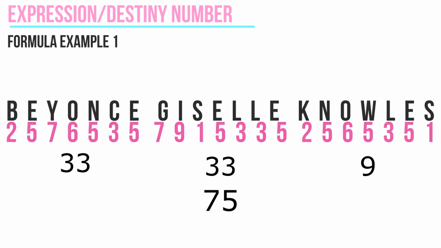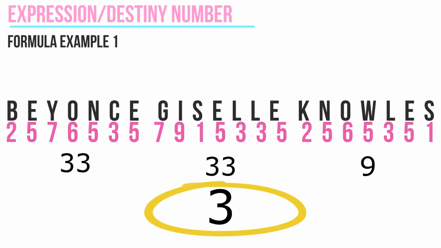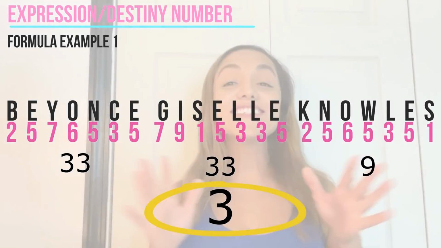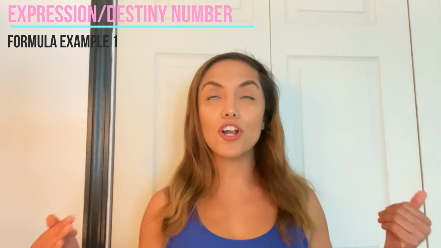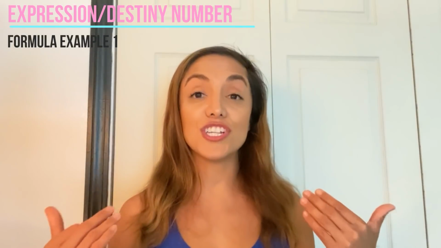So now we want to reduce the 75 further. So we add the 7 plus the 5 and get 12, which we need to reduce again. So we take the 1 and add the 2, and we get 3. So her expression number or destiny number is a 3. And this number is just so perfect for her. It encompasses all that she is.